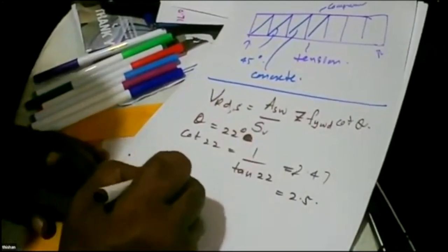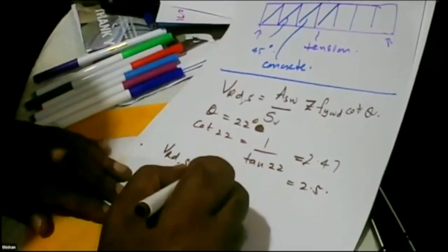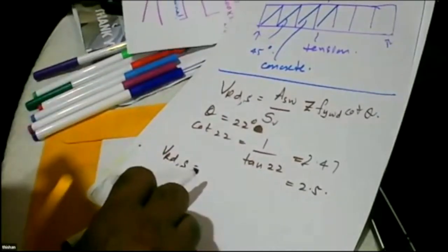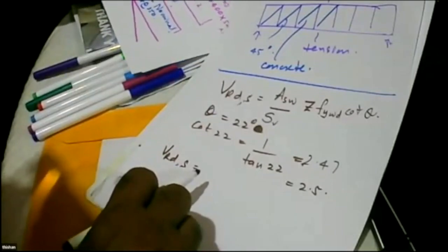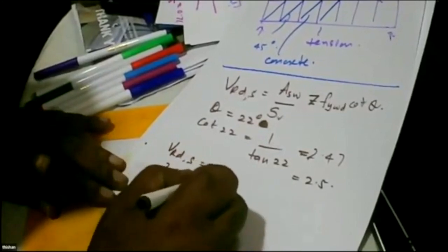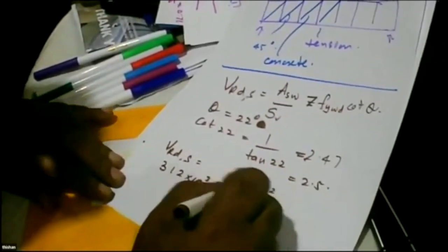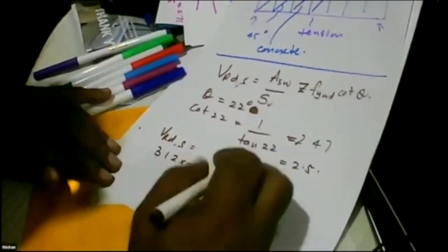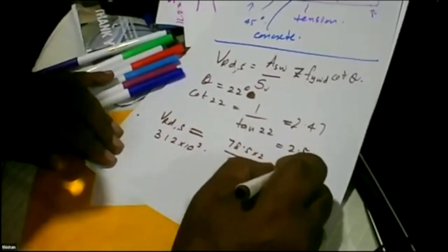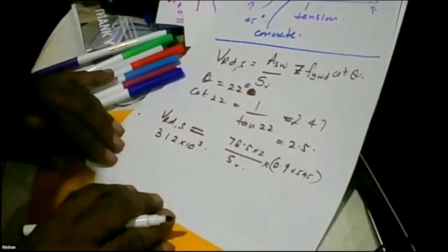So VRDS is equal to ASW over S times Z times FYWD times cot theta. Shall we use the value that we got in the last example? We used V as 312, so let's say 312 times 10 to the power 3. ASW is 78.5 into 2, which is 157, and the spacing SV we don't know, we'd like to find it. Z is 0.9 times D, which means the lever arm. The lever arm is considered as 0.9 D for shear calculation.